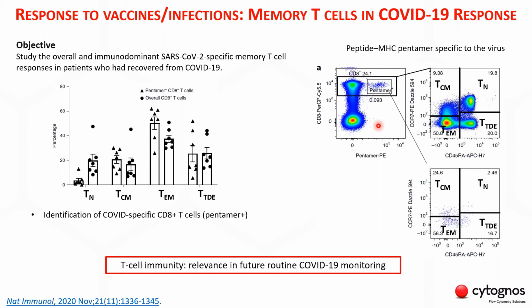So with this strategy, the authors can compare the memory phenotype of COVID-specific T cells with the overall circulating T cells. So you can perfectly differentiate the overall T cells and the T cells that are responding specifically to the COVID-19 virus. Regarding this issue, it's important to comment that T cell immunity is getting more relevant in monitoring the COVID-19 general immune status, and also in analyzing the response to vaccination.